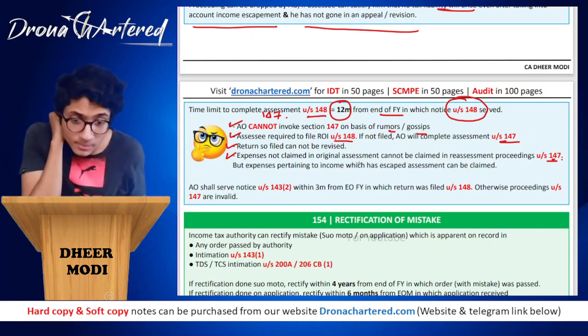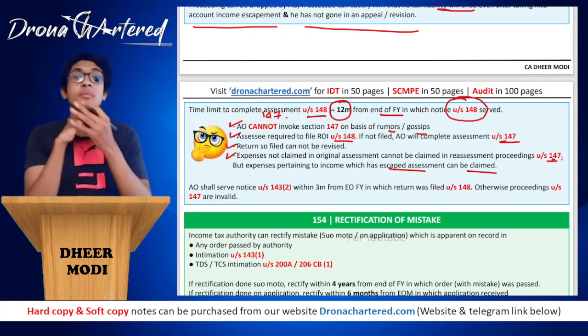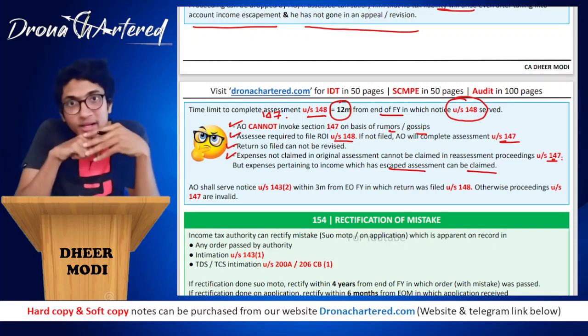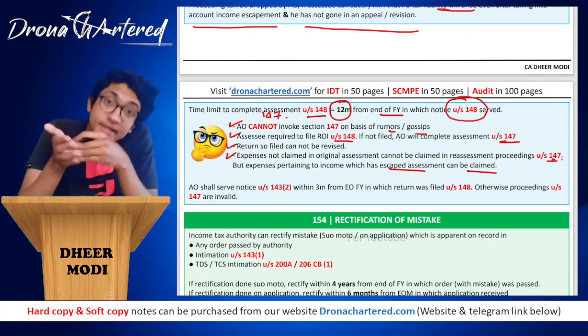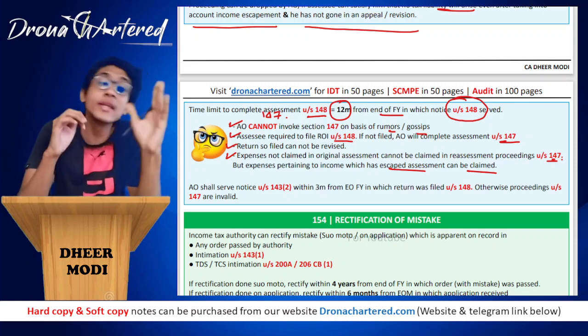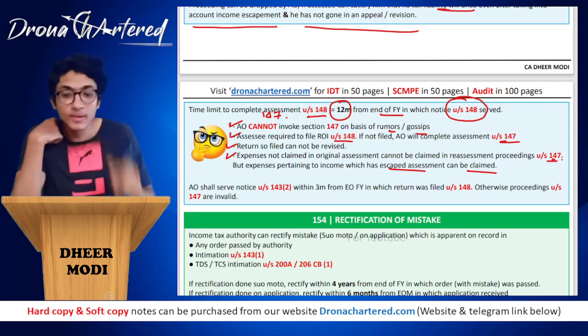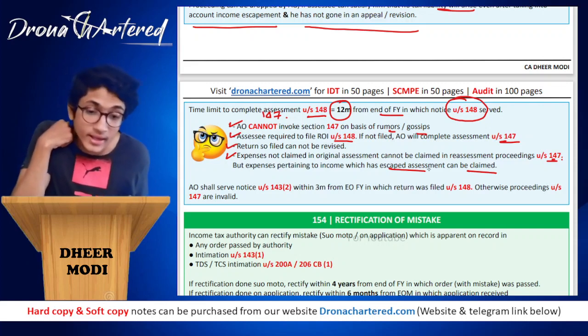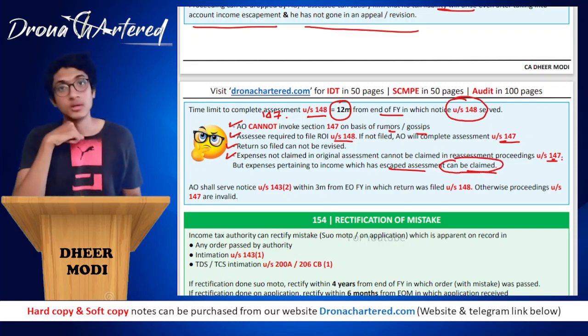But expenses pertaining to income which has escaped assessment can be claimed. That means any income which was not assessed itself, so now you are assessing that income, so any expense related to that income will be allowed. But any expense related to income which has already been assessed will not be allowed. Okay. So make sure you understand those. Expenses pertaining to income which has escaped assessment can be claimed.